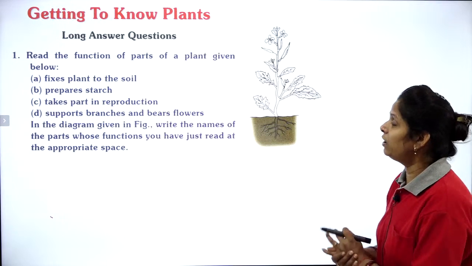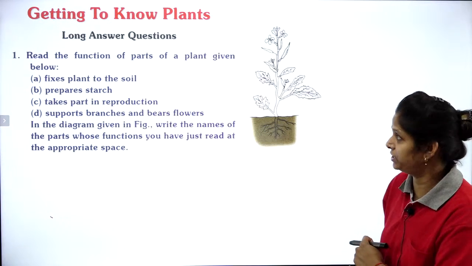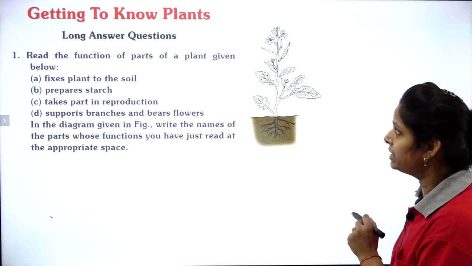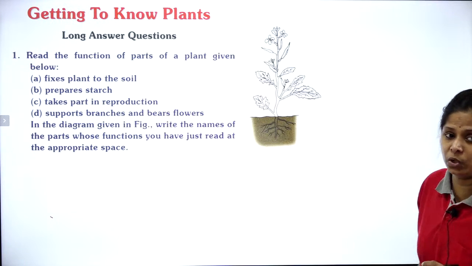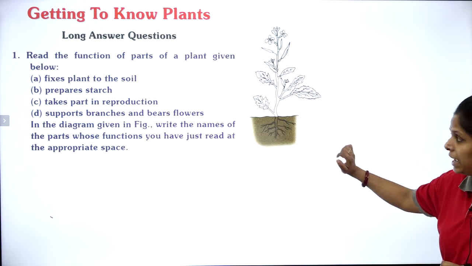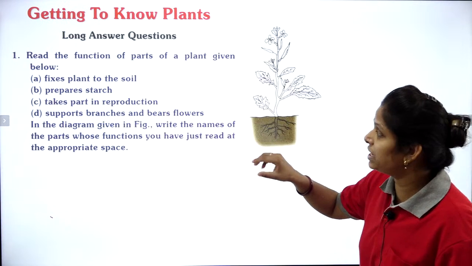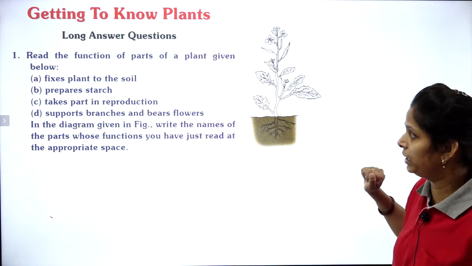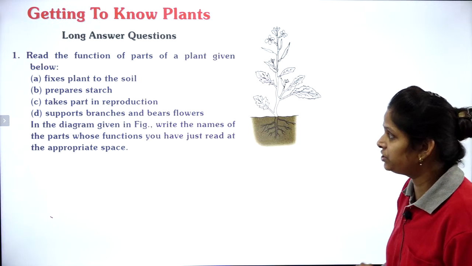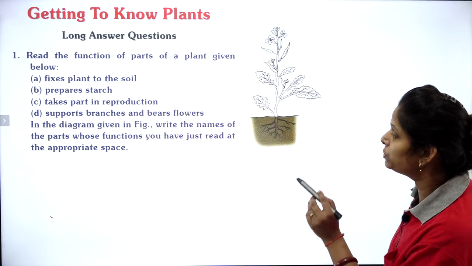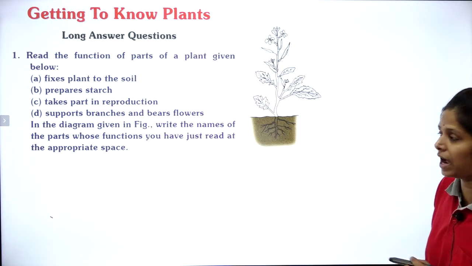Yes friends, now we'll see long answer type questions. First, read the function of parts of a plant given below. You can see there is a plant with its parts. First, fixes plant to the soil, prepares starch, takes part in reproduction, then after supports branches and bears flowers.